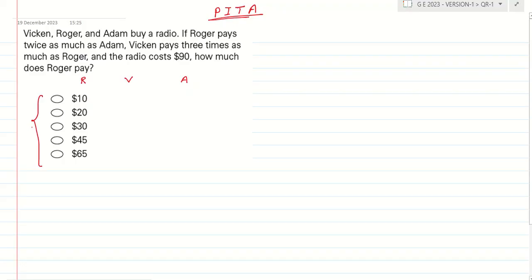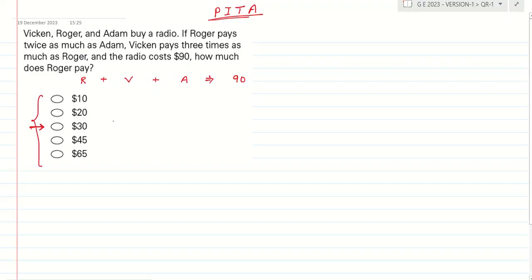I always go through the middle value first. I'll tell you why I am choosing the middle value first. Let's assume 30 is my answer. Let's assume Roger is paying $30. I'm assuming it, keep in mind. And the total amount, if Roger, Weekend and Adam all together, is $90. Let's assume my answer is $30, which means Roger is paying $30.